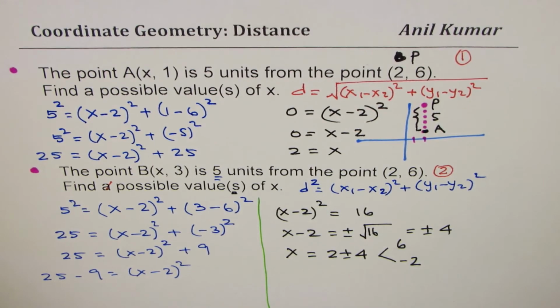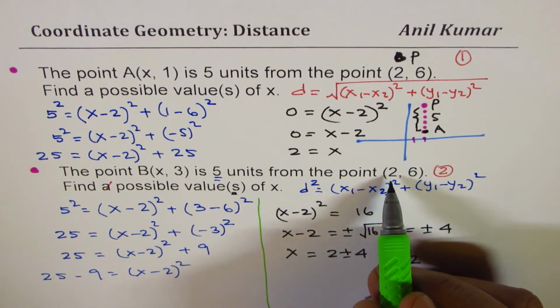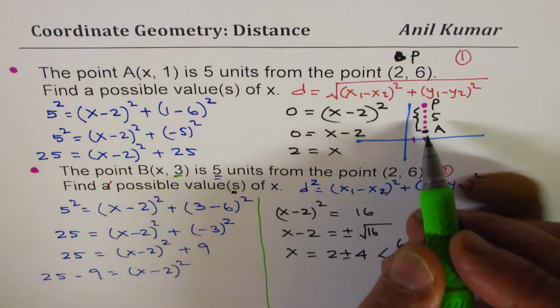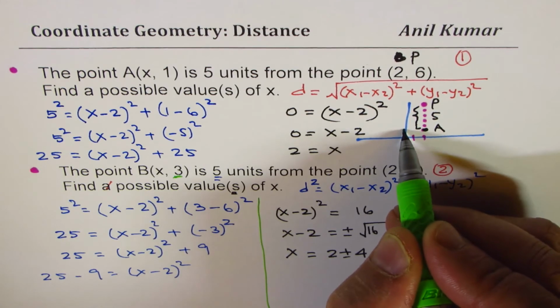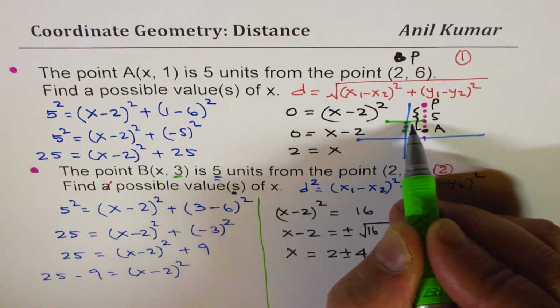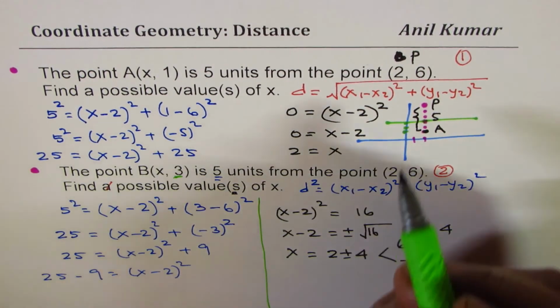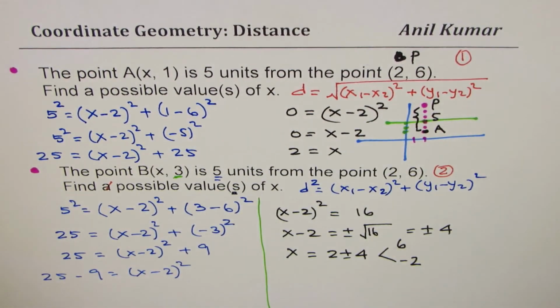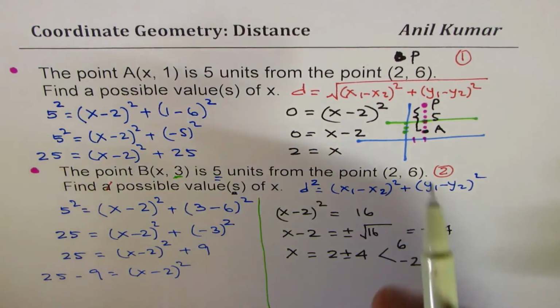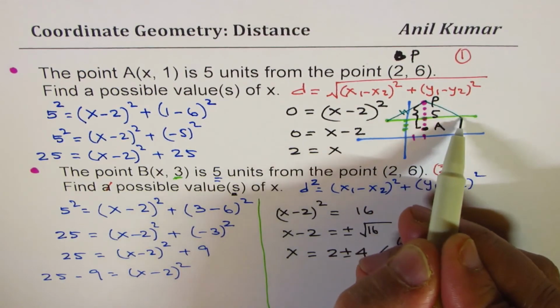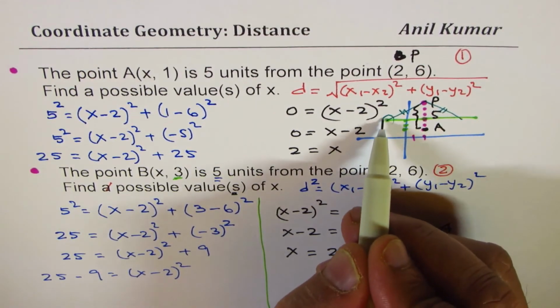Perfect. Now, in the second scenario, we were actually given the value of B, where the y value was 3. So 3 means we are at, this is 1, this is 2, this is 3. We were kind of here. Now, if you are in this situation, then 5 units, as you can see very clearly, could be like this. This could be 5 units, or that could be 5 units. So we have two possible solutions.